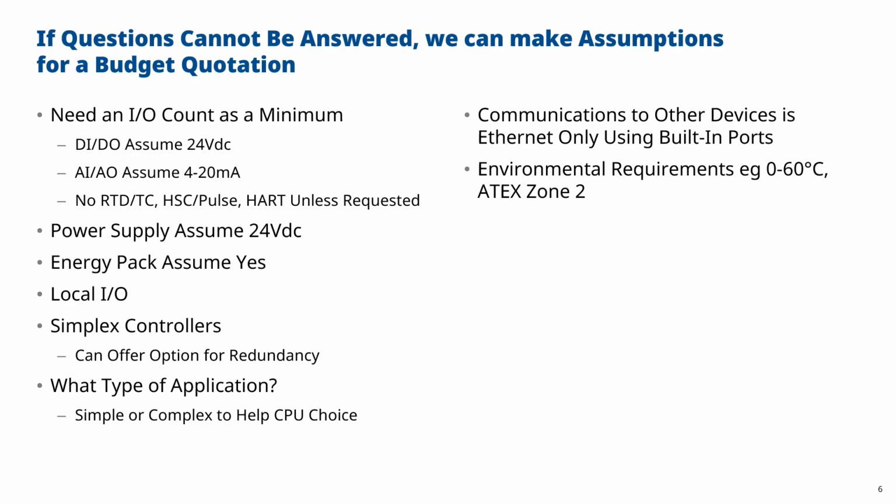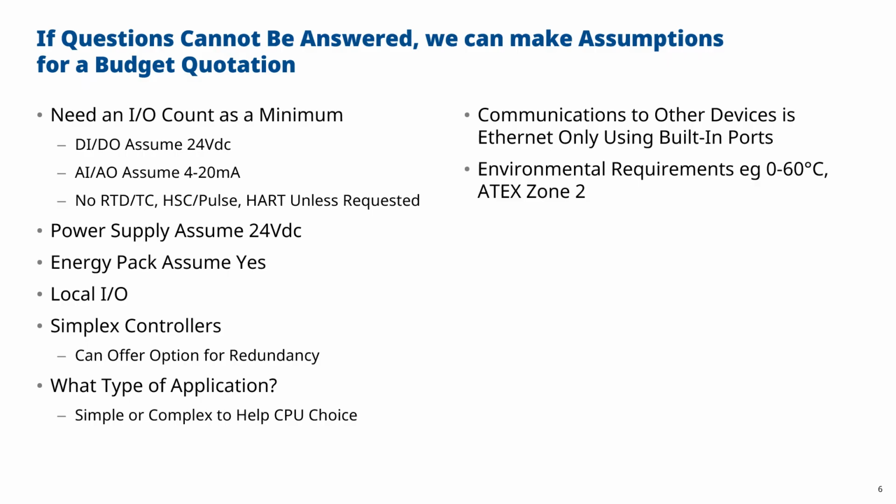If the questions can't be answered, we can make assumptions for a budget quotation, but we need an I/O count as a minimum. Typically, for a modern system, I would assume digital in, digital out is 24 volt DC, and I would assume that analog in and analog out is all 4 to 20 milliamp. And unless specified, I would assume there's no temperature inputs, no high-speed counters, and that HART I/O isn't required.